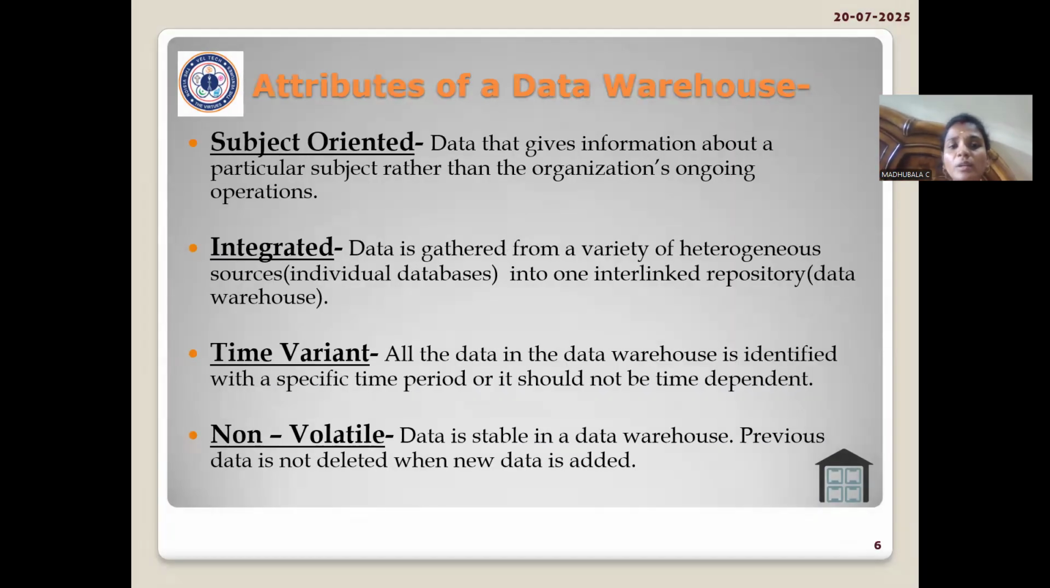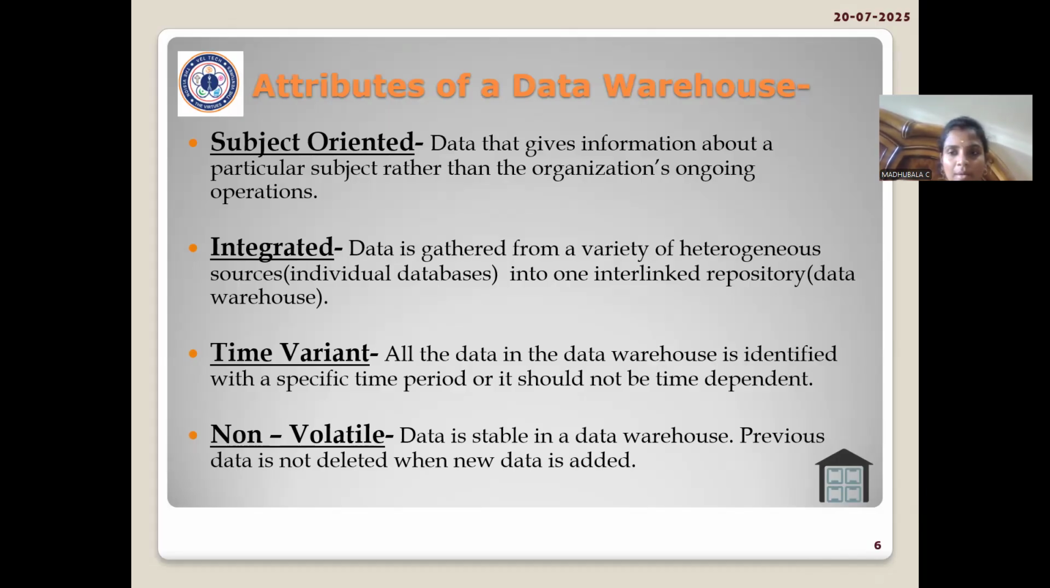These are all attributes of data warehousing: subject oriented, integrated, time variant, and non-volatile. Subject oriented means data that gives information about a particular subject rather than the organization's ongoing operations, which means data is organized around specific business objects, for example, a customer or a product, marketing, sales. These are all examples of subject oriented. And integrated means data is gathered from a variety of heterogeneous sources, like individual databases.